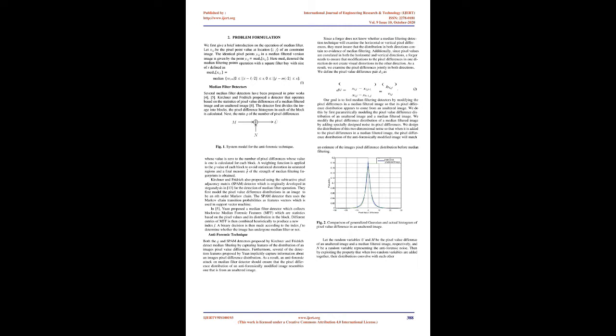In [5], Yuan proposed a median filter detector which collects blockwise median filtering forensic features, MFF, which are statistics based on the pixel values and their distribution in the block. Different entries of the MFF are then combined heuristically to produce a new index F. A binary decision is then made according to the index F to determine whether the image has undergone median filtering or not.